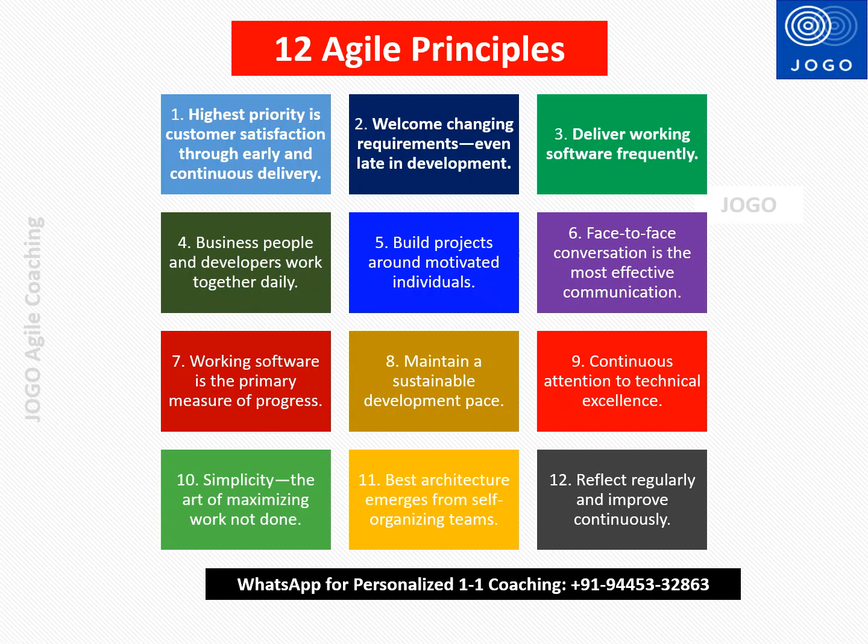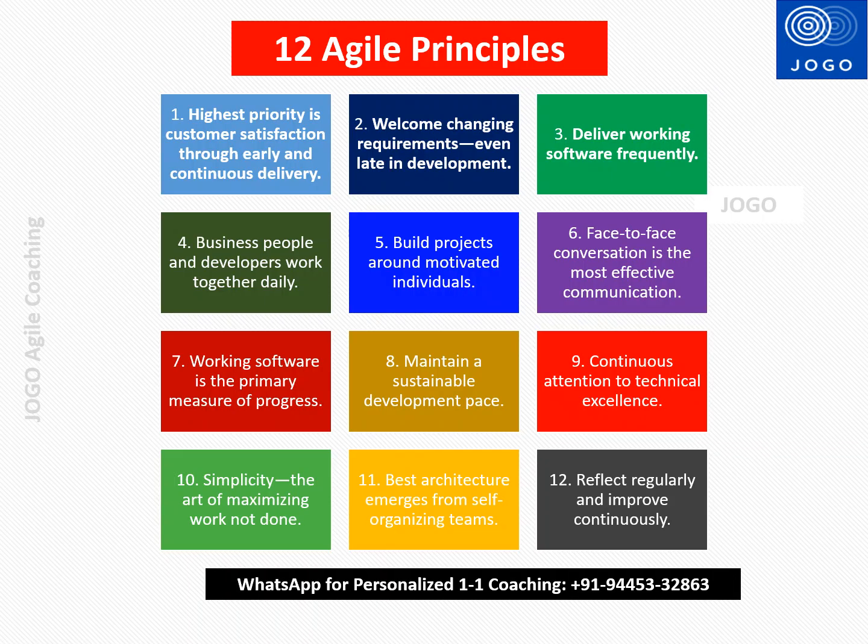The fifth one is build the projects around motivated individuals. Sixth one is face-to-face conversation is the most effective communication. Seventh one is working software is the primary measure of progress. Eighth one is maintain a sustainable development pace. Ninth is continuous attention to technical excellence, which is very much needed for the team.